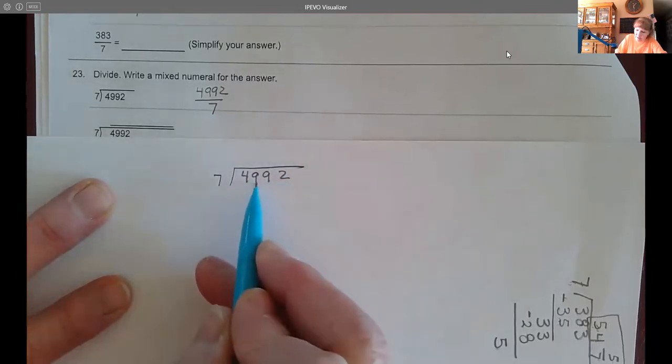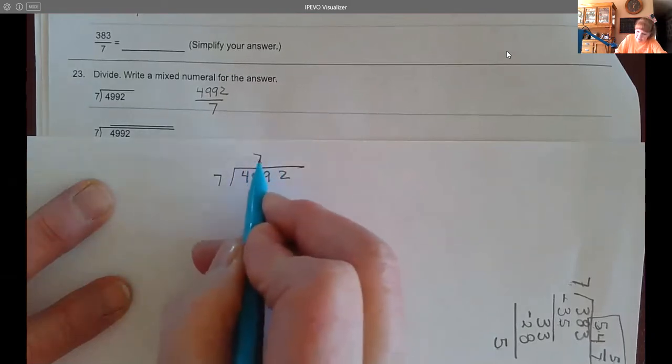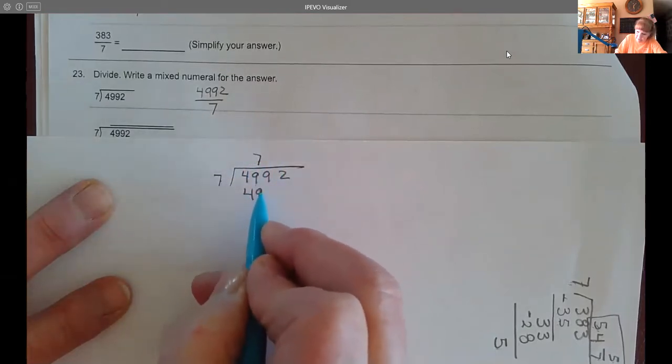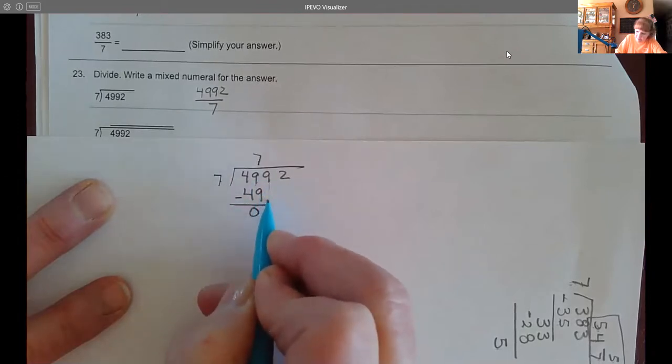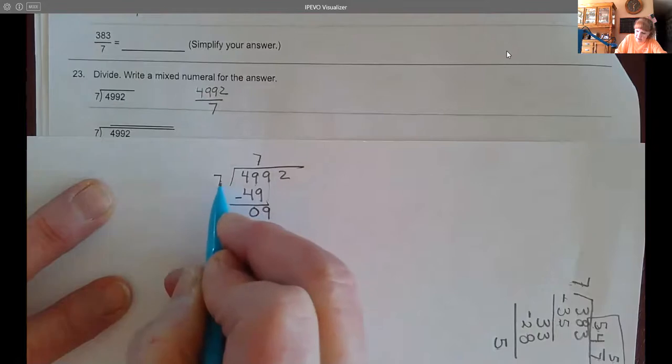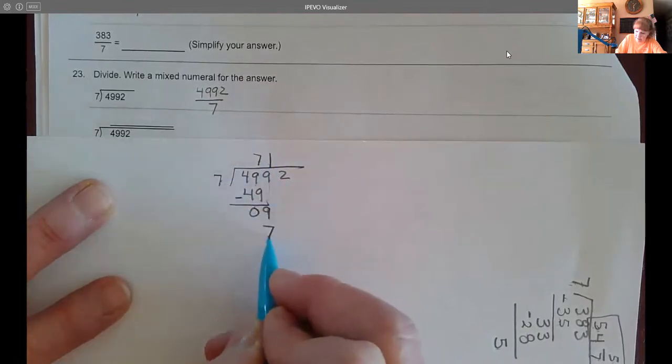Okay, 7 goes into 49. Oh, wow, it's going to go even. 7 times 7 is 49. Which gives you 0. Bring down the 9. 7 into 9 goes once. 1 times 7 is 7.